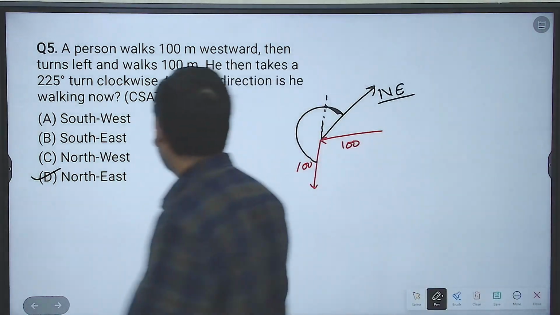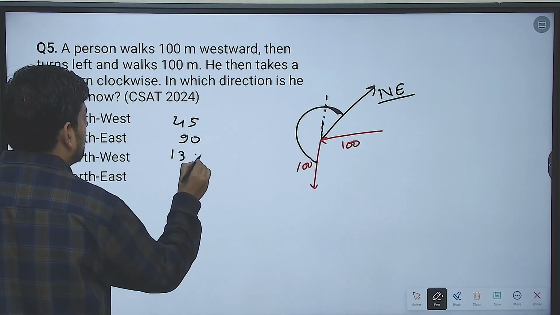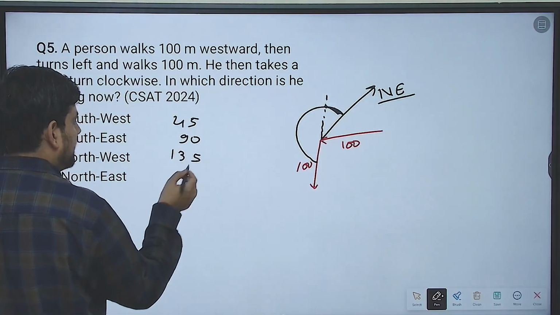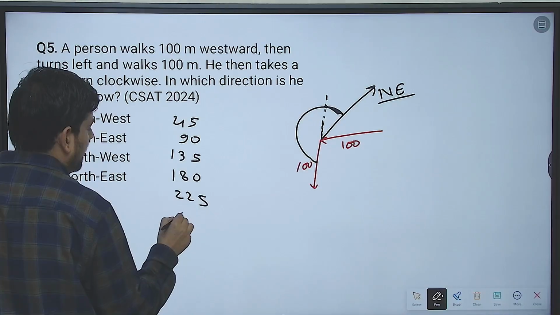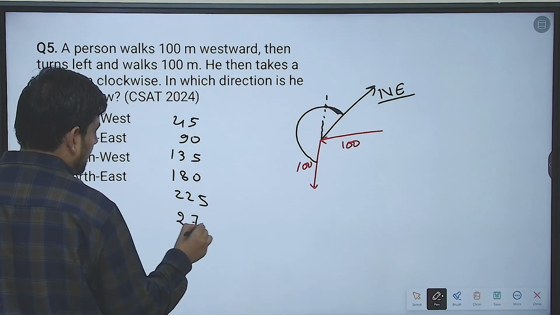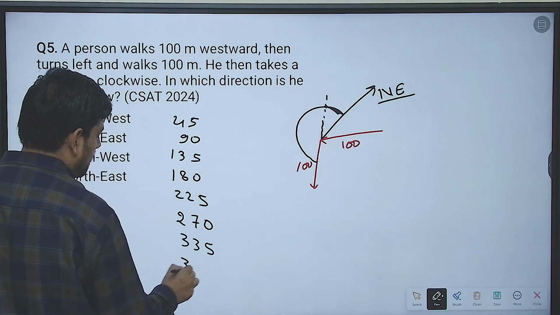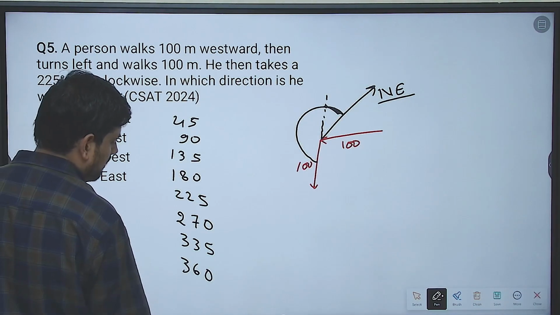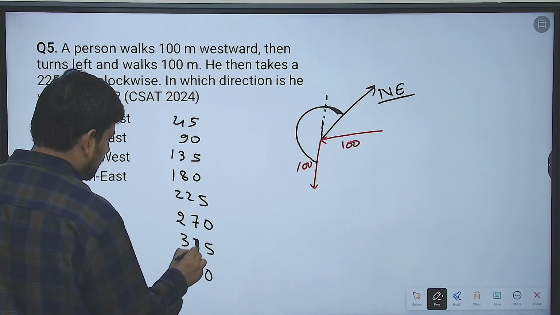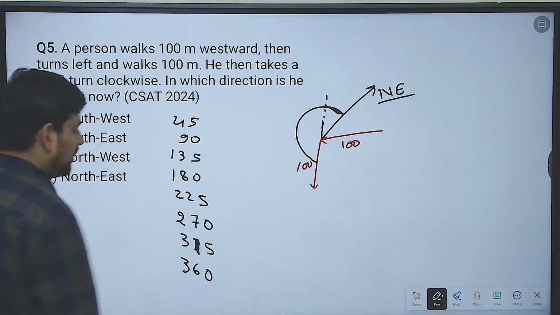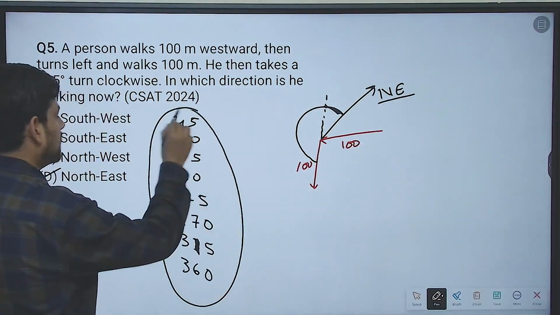This table you can remember, it helps. 45, 90. This is the table of 45. 135, 180, 225, then 270, then 315, sorry, 315 and 360. This is the table of 45. This you can remember.